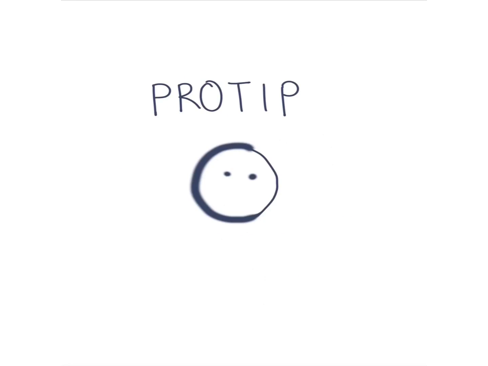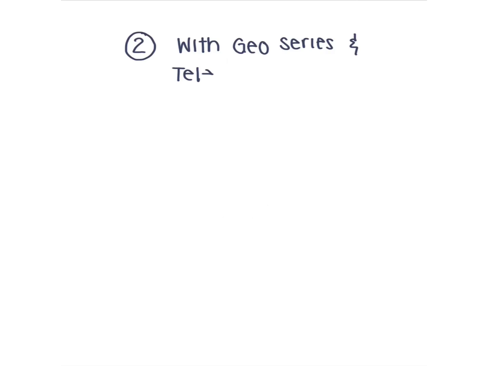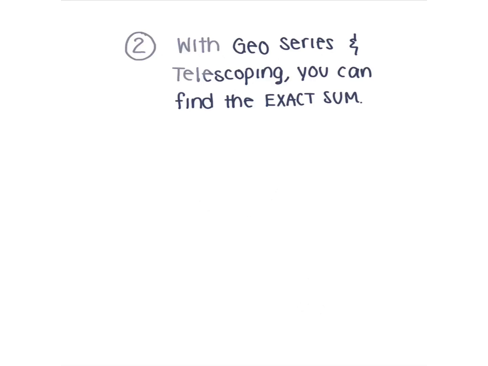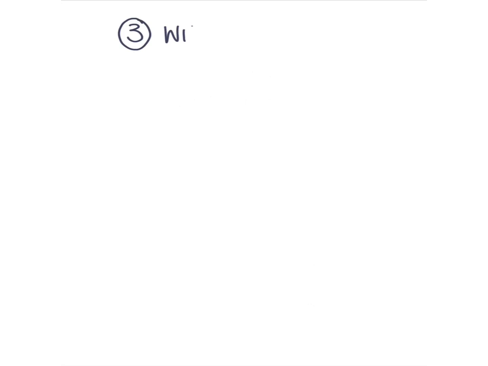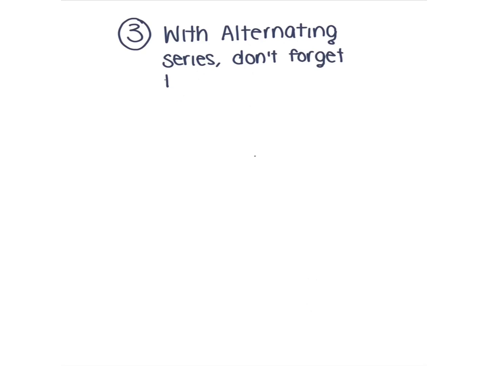Here are some pro tips. First, always state what test you are using. Second, with geometric series and telescoping, you can find the exact sum of the series. Third, with alternating series, remember to state whether it's absolute or conditional convergence.